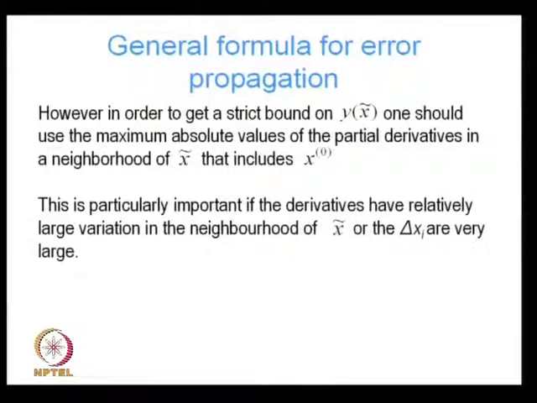So, we are saying that in order to get a strict bound, we should not really evaluate the partial derivatives at x tilde, we should actually look for the maximum value of the partial derivatives in a neighborhood of x tilde that includes the true solution x 0. This is important particularly when there is significant variation in the derivatives. So, it is important that in order to obtain a proper upper bound, we take the maximum value of the partial derivative in a neighborhood of x tilde.